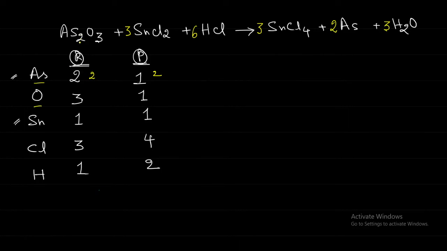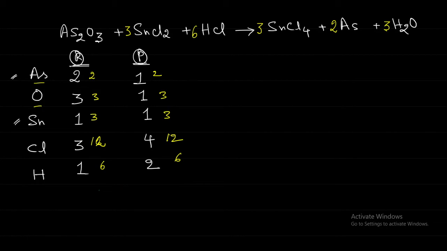So now all of these are getting balanced. Arsenic, we have 2 on this side, here also 2. Oxygen 3 here, and here also 3. Tin also here 3, here also 3. Chlorine 6, and here 3 2s are 6, 6 plus 6 is 12, and here 4 3s are 12, here also 12. Hydrogen 6 on reactant side and 6 on product side. So now it gets balanced.